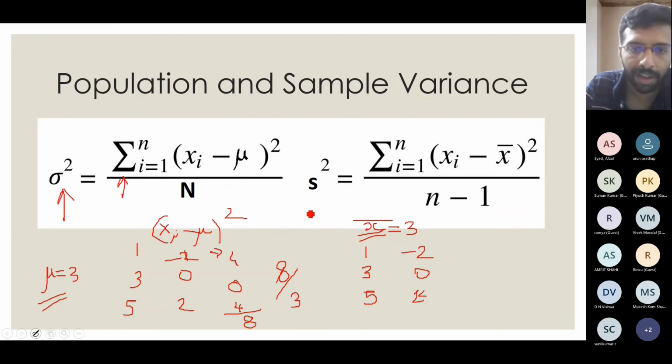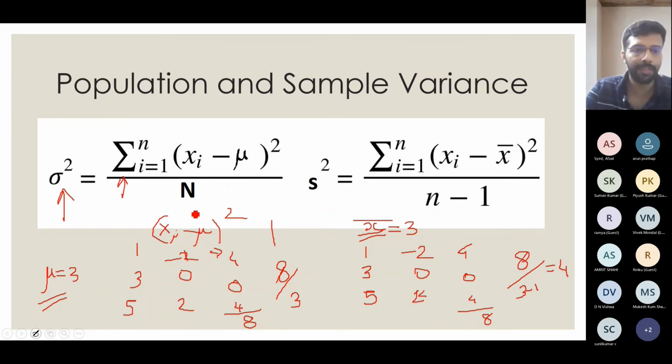Minus 2, 0, 2. Then again when I am squaring, 4, 0, 4, and summing, I will get 8. But the difference here comes in this n minus 1. So it will be 8 by 3 minus 1, so that will be 4. So I got 8 by 3 as my population variance here. And if I consider that this data is coming from a sample, I get 8 by 2, which is 4, as my sample variance.